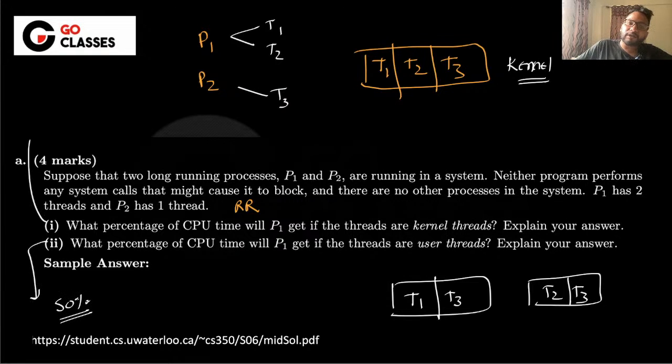But if it is kernel level thread, then out of these 3 time slots, P1 gets 2 time slots, which means it is getting basically 66.6%. It is getting 2 by 3 of the CPU time in the kernel level thread, but in the user level thread it is just getting 50% of the time. Is this understood by everyone?